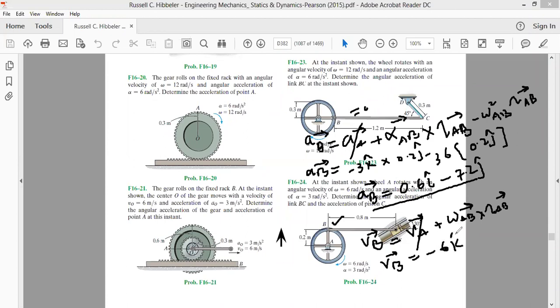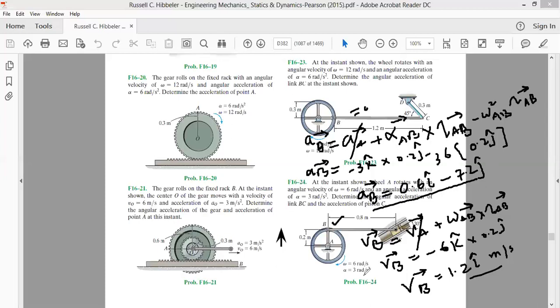So this is minus 6k cap cross RAB, that's equal to 0.2 j cap. Therefore, velocity of B becomes equal to k cross j, which is minus i, and minus minus will become plus, so it is 1.2 i cap. Write down the unit, since everything is in meter, it will be meter per second. So this is velocity of B.